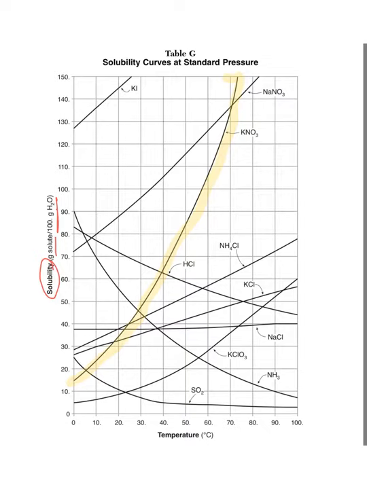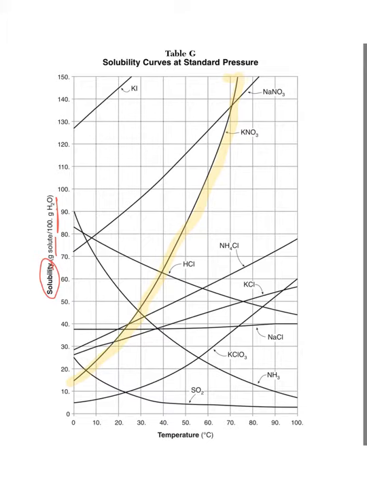And I highlighted the KNO3 line. Each individual line is labeled with an arrow. So you can see that's the NH4Cl line, or ammonium chloride, that line right there. Hydrochloric acid would be this line right here. So I highlighted for us the KNO3 line.